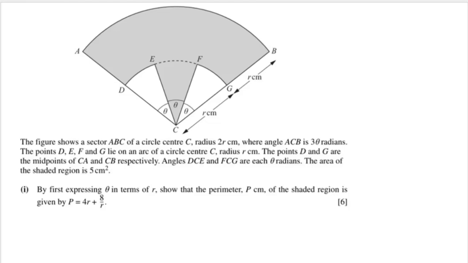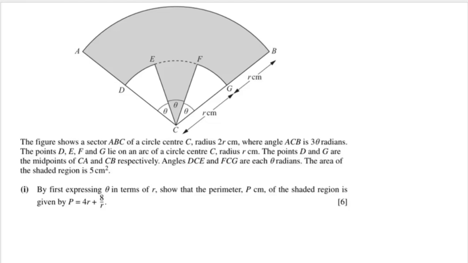Okay, so where was I? Angles DCE and FCG are each theta radians. I can see that in the diagram. The area of the shaded region is 5 centimeters squared. So we know that the area of the shaded region is 5 centimeters squared. Part 1. By first expressing theta in terms of r, show that the perimeter p centimeters of the shaded region is given by this.